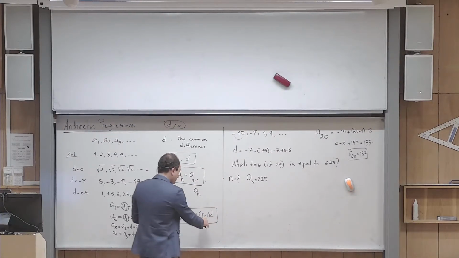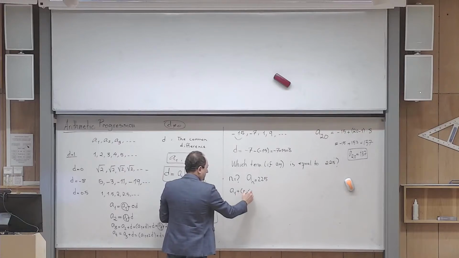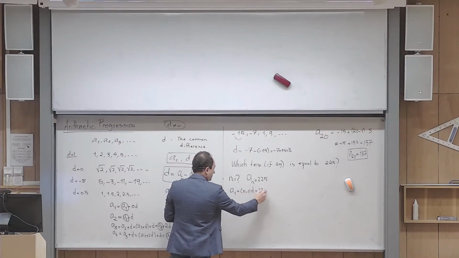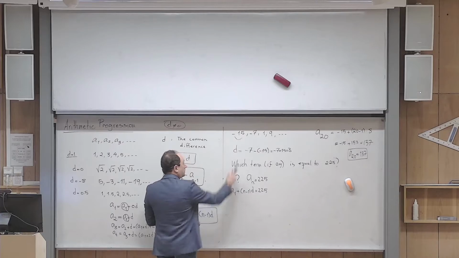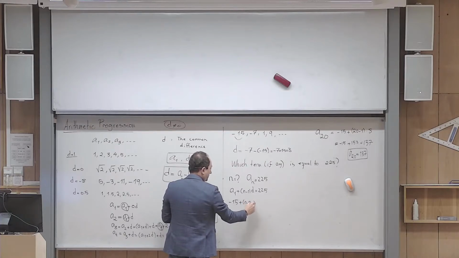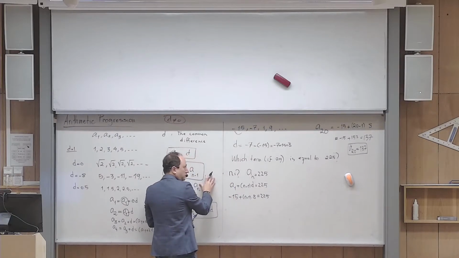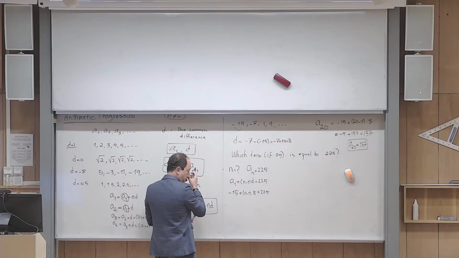Okay, again, I have the formula in front of me. So instead of an, I write a1 plus (n minus 1)d equals 225. And then instead of a1, I put -15. n is missing for me, but I know that d is 8. And then I have to solve an equation and find n. It's very simple, by the way. The questions in this section are very, very simple.